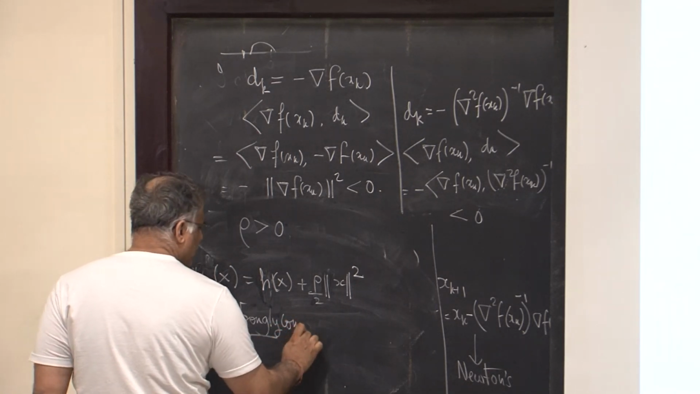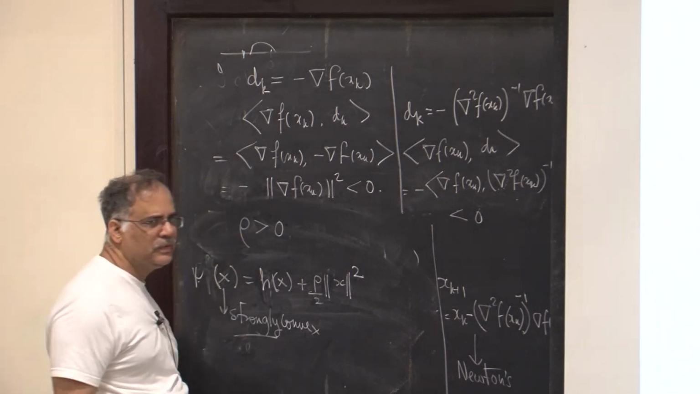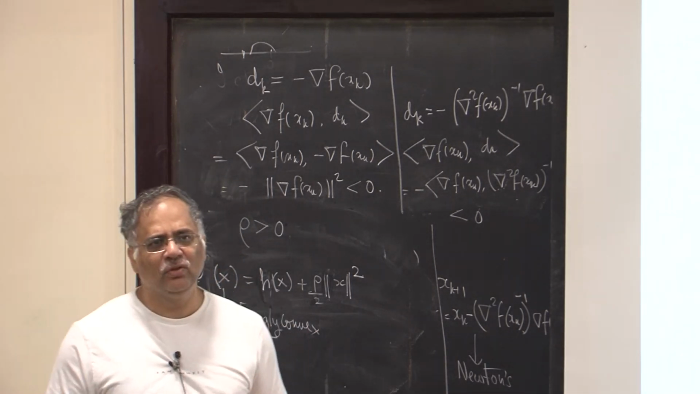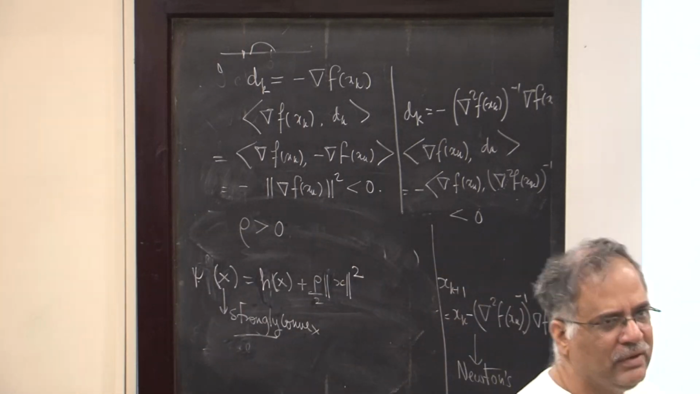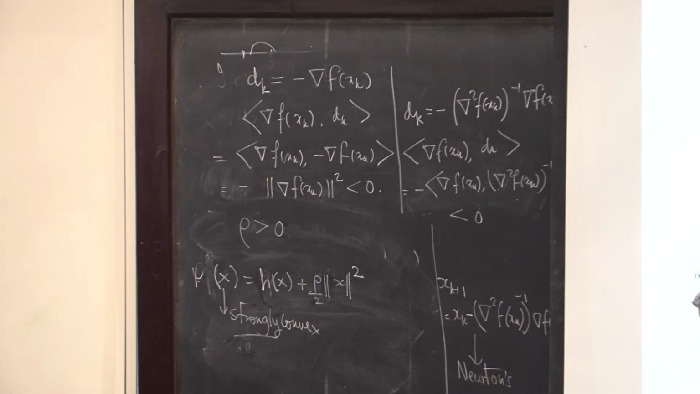So, what is the property of a strongly convex function? A strongly convex function, if you want to minimize it over any closed convex set, it will always have a minimizer. Minimizer will exist and it will be unique. This uniqueness is a very, very important thing.